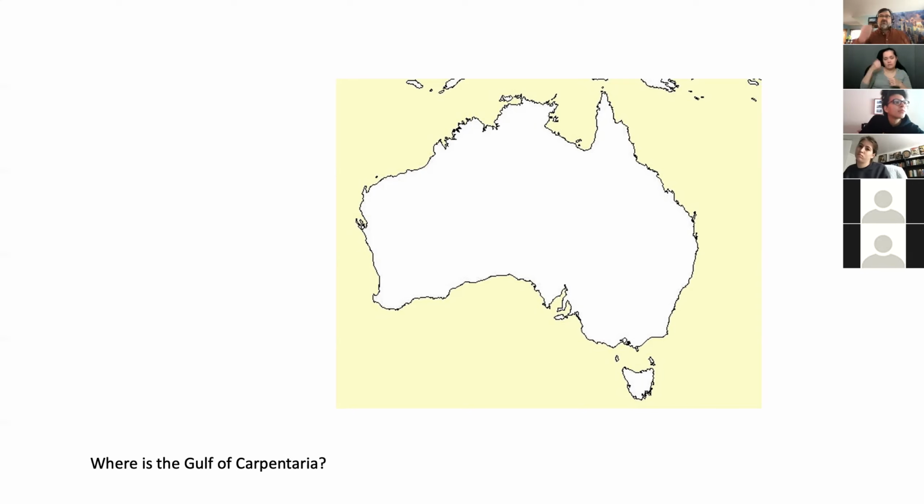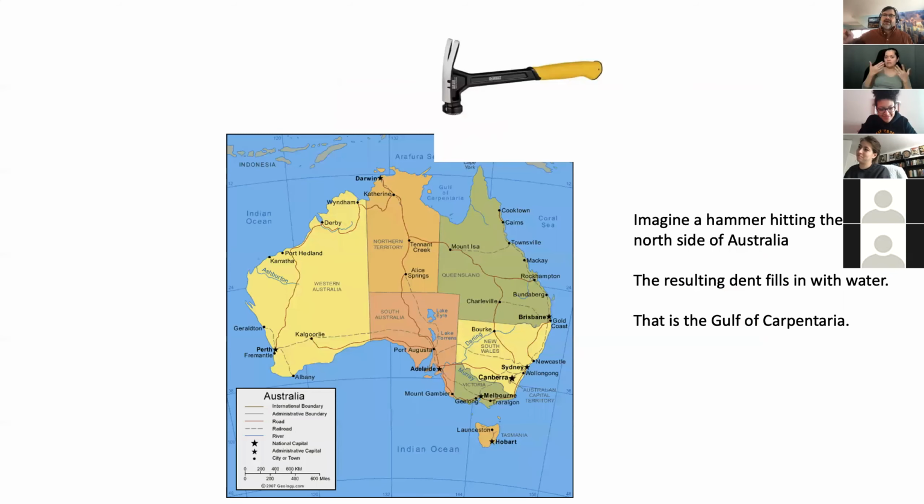Imagine taking a hammer and going bang, to the top side of Australia there, the north side of Australia. And look, oh, there's a dent now in the north side of Australia. Imagine the hammer, bam, hitting there. And that fills in with ocean water, and that's the Gulf of Carpentaria. So I'm hoping now you will all remember where the Gulf of Carpentaria is, because I hope this was a fun little way of thinking about that.